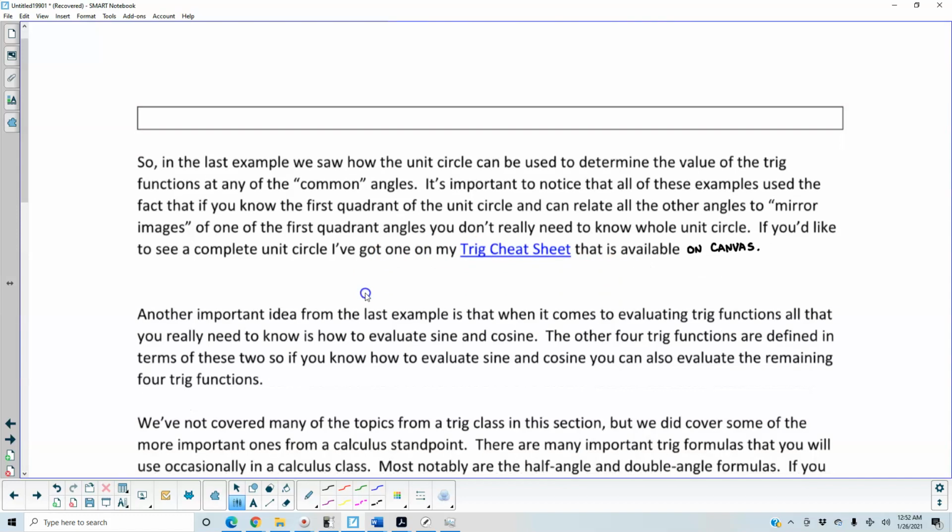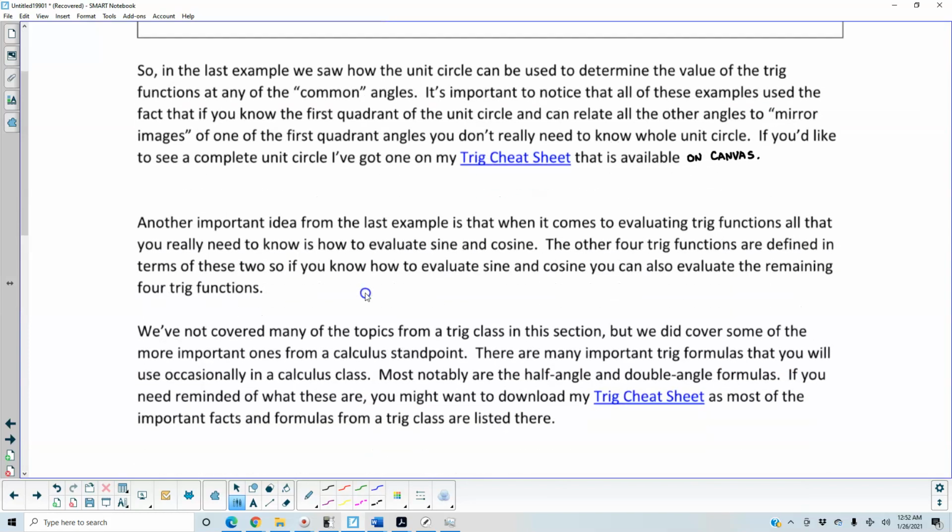Another important idea from the last example is that when it comes to evaluating trig functions, all that you really need to know is how to evaluate the sine and cosine. The other 4 trig functions are defined in terms of those 2, so if you know how to evaluate sine and cosine, you can also evaluate the remaining 4 trig functions.